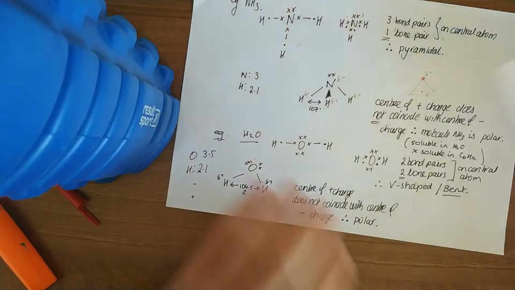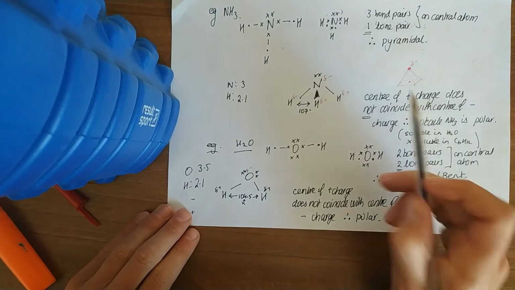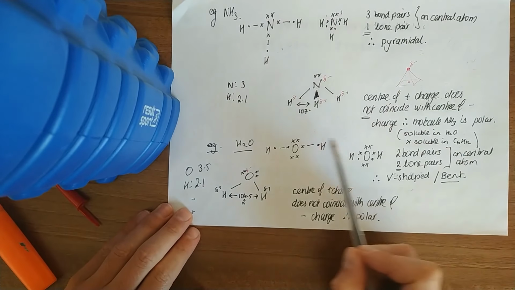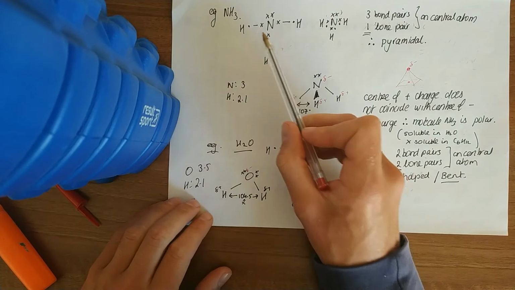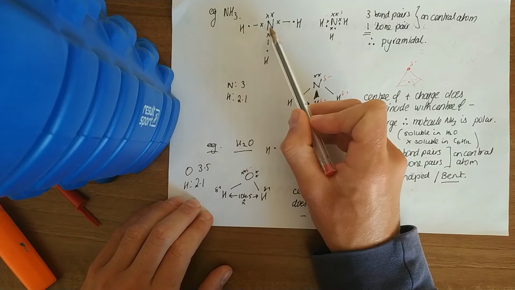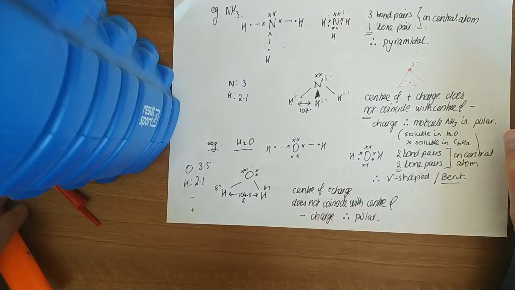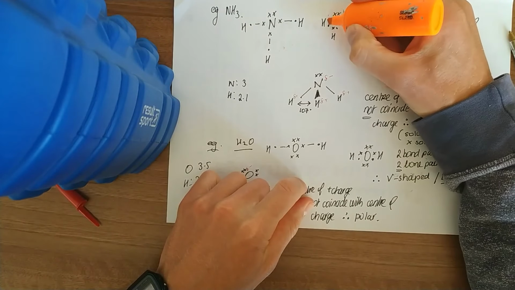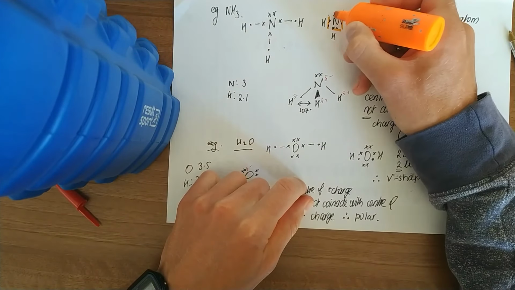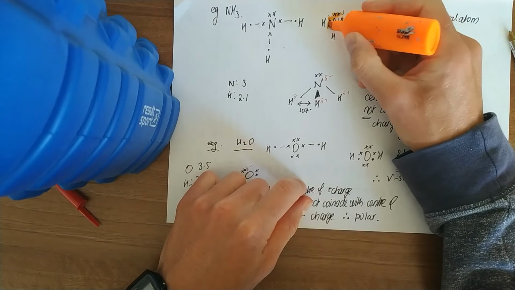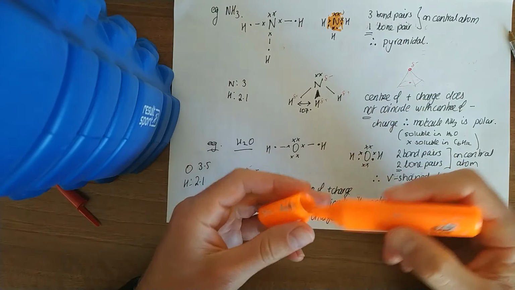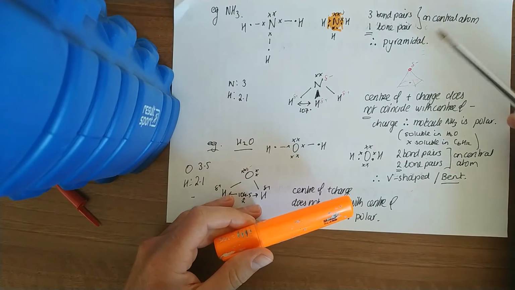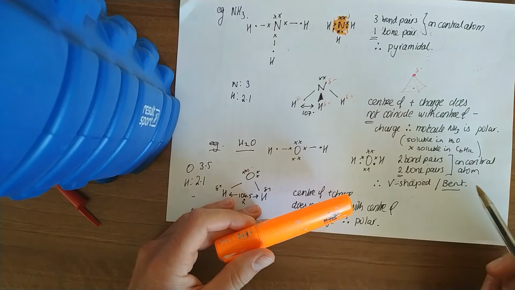And your last two shapes, now we're looking at ones with lone pairs. Lone pairs just make it a wee bit different. So there's ammonia. In ammonia, you've got on that central atom three bond pairs, and this is known as a lone pair. So three bond pairs, one lone pair. Anything with three bond pairs and one lone pair has a pyramidal shape.